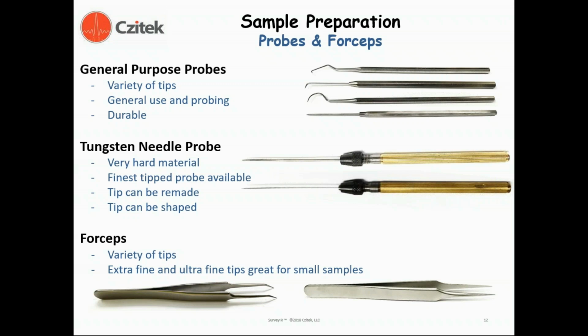A particularly fine tip probe is one fashioned from tungsten needle probes. These can both be purchased or made from tungsten wire. It's a fairly simple process to make an extremely fine pointed tungsten needle probe from tungsten wire and sodium nitrite. Heating it in sodium nitrite will etch the tungsten and make a very, very fine tip probe, which you can then put into what we call pin vices. This will allow you to manipulate and move extremely small samples.